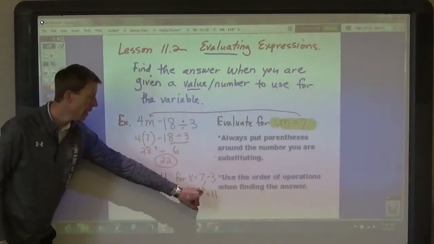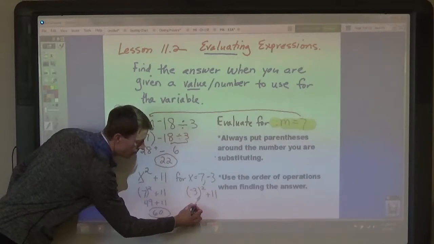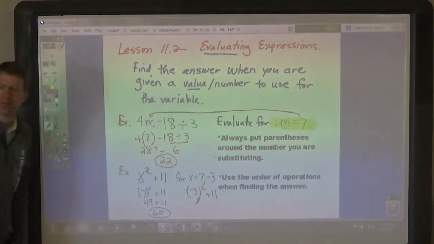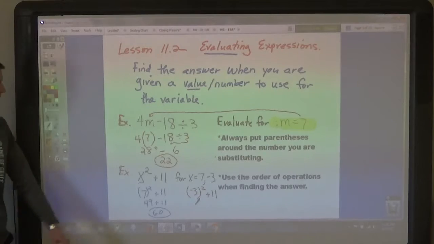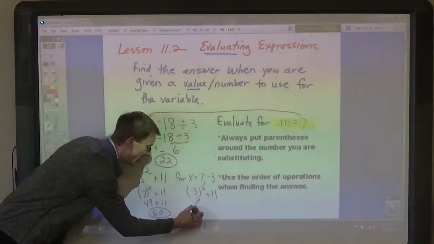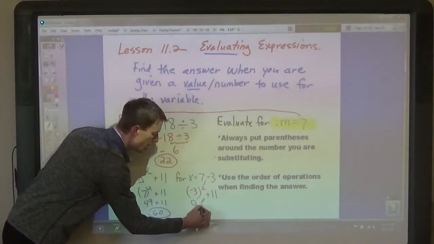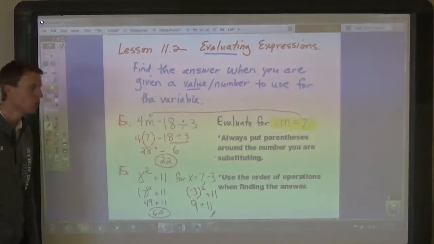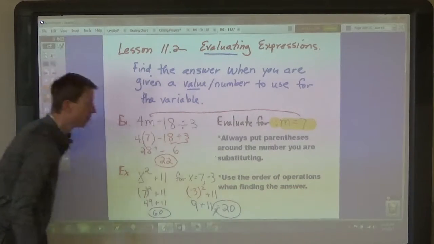What's negative 3 squared? Don't say negative something. Because negative times a negative is a positive. Devlin? Hang on a second. 6. Close. Negative times negative. Oh, 9. 3 times negative 3 is 9. Good. Positive 9 plus 11. 20. And circle it.